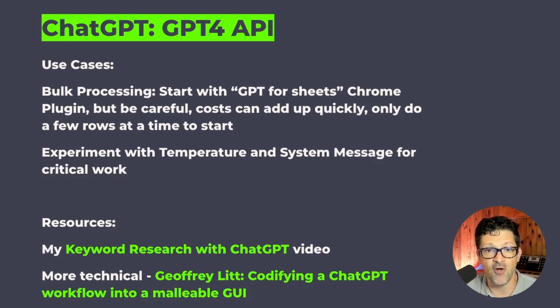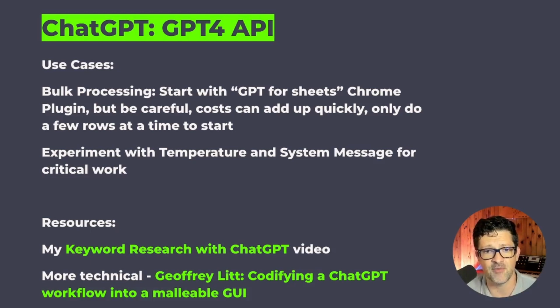So getting started with that bulk processing, I recommend this GPT for Sheets, which is a Chrome plugin. Be careful with that though, because the cost can add up quickly. I got excited about it. I put in 1,000 different keywords and my costs from OpenAI went up considerably. And also, if you keep opening the same document, it'll keep running those queries over and it can continuously run up your OpenAI bill. So be careful with it. I have a whole video about this, keyword research for ChatGPT.